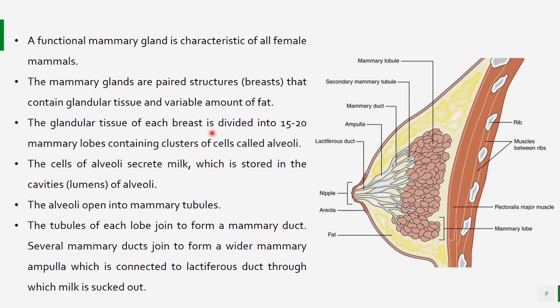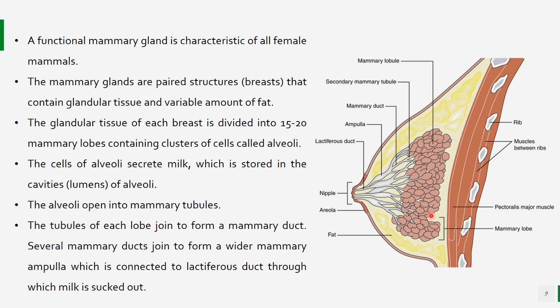Another structure is the mammary glands. A functional mammary gland is a characteristic of all female mammals. The mammary glands are paired structures that contain glandular tissue and a variable amount of fat. The outer structure contains a variable amount of fat and there is an inner glandular structure. The glandular tissue of each breast is divided into 15 to 20 mammary lobes, containing clusters of cells known as alveoli.